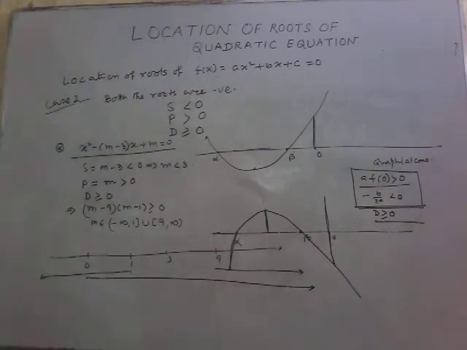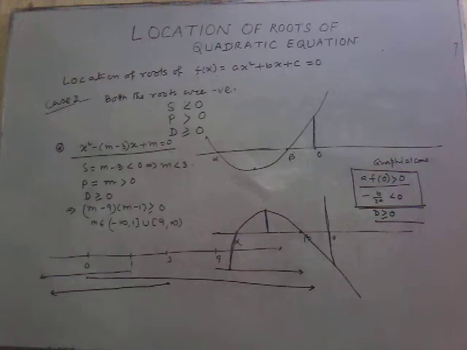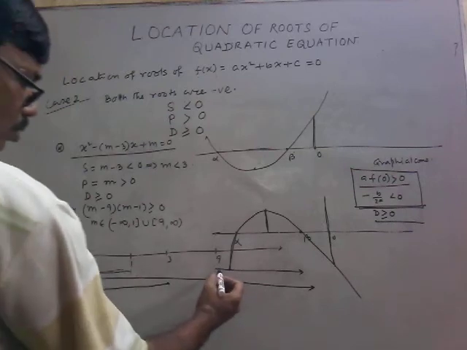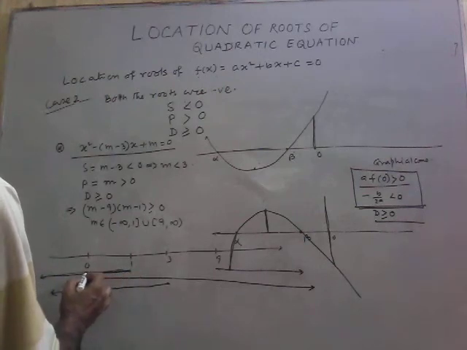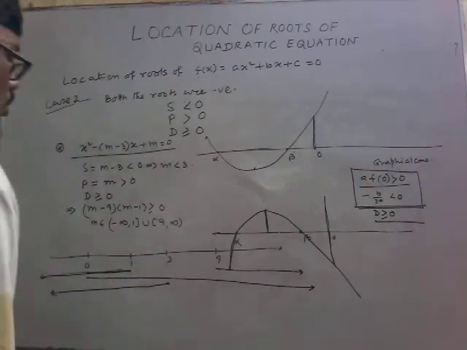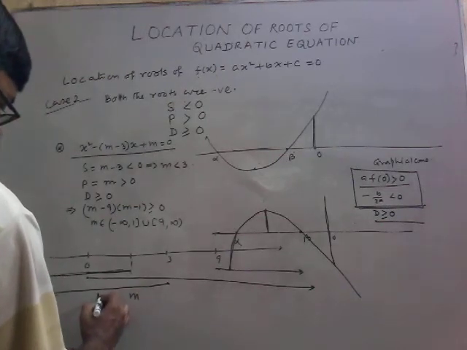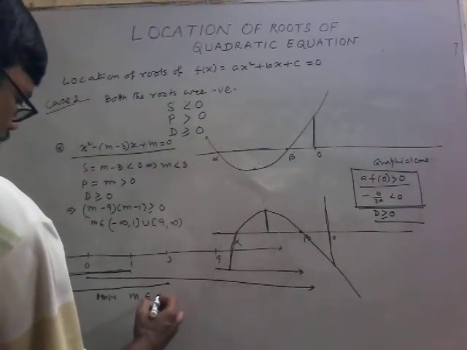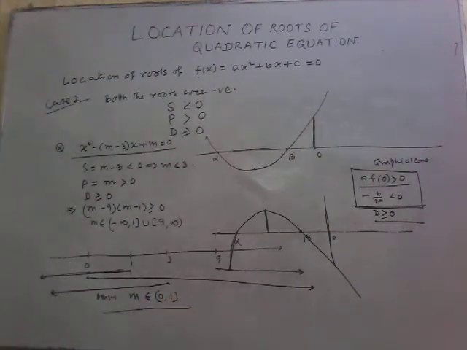M greater than 0. Then m less than 3. So which one is the common part? Look, this one and this one. This is the first part, then this. So the common part is 0 to 1. So what is the answer? M belongs to (0, 1]. 1 is included, 0 is not included.